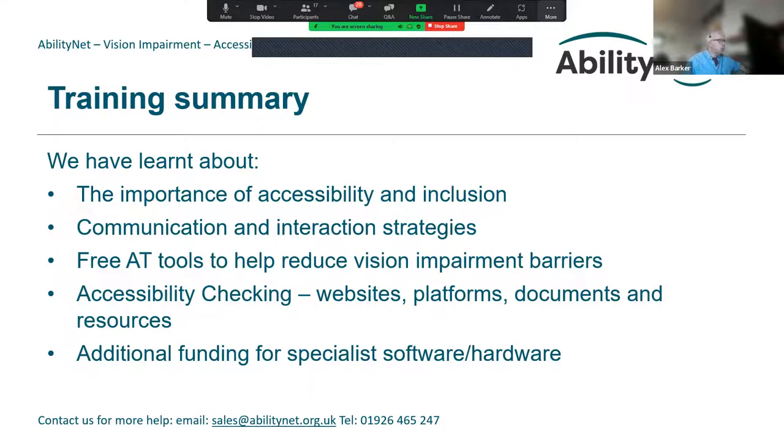So how can we summarise what we've learned? From this training today, we've learned about the importance of accessibility and inclusion. We've learned about communication and interaction strategies. We've learned about some of the free assistive technology to help reduce vision impairment barriers. We've spoken about accessibility checking, websites, platforms, documents, and resources. And lastly, we've looked at additional funding for specialist support software and hardware.